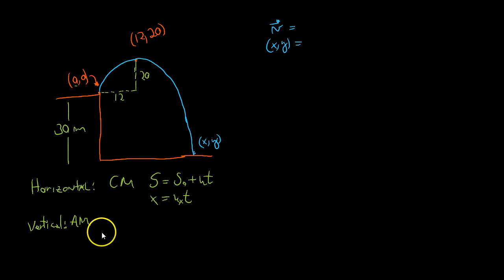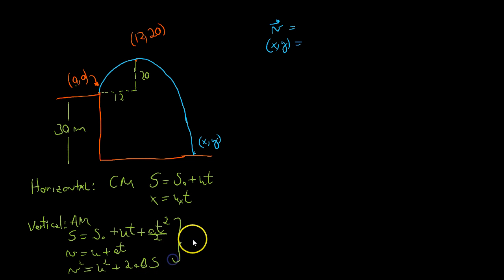And what are the equations for accelerated motion? Well, we have that the position is the initial position plus initial velocity times time plus acceleration times time squared over 2. We know that v equals u plus at, and finally v squared equals u squared plus 2a delta s.